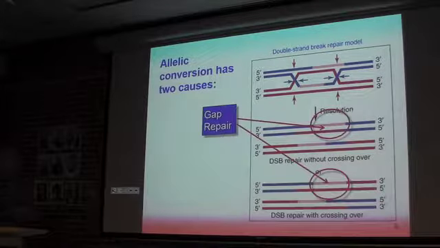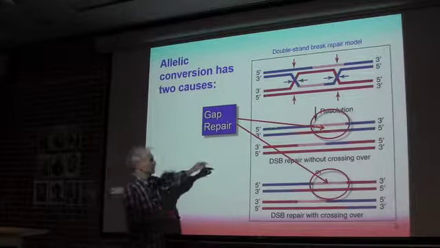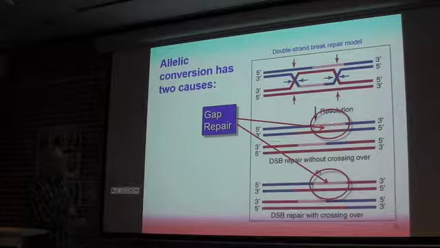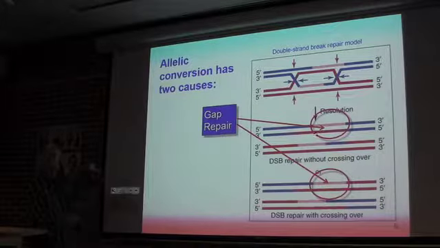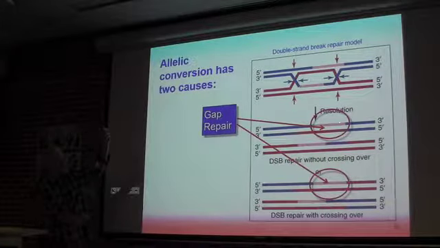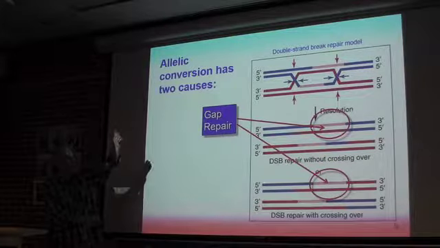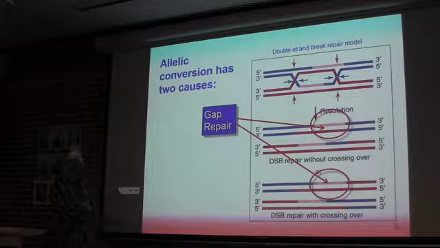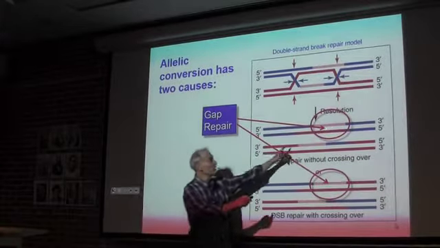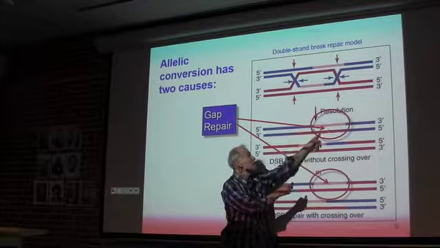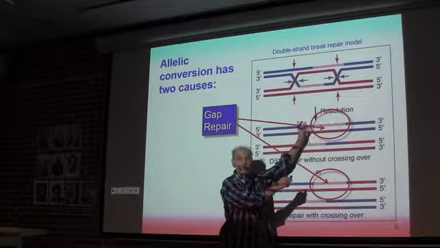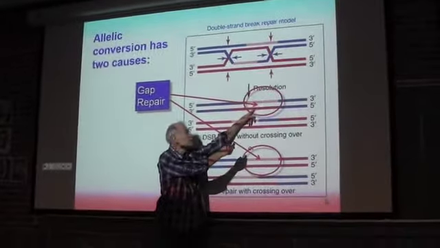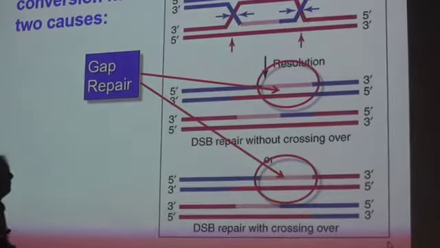Two causes. A gap repair, right here, this is the gap that's left in the strand that remains behind. That's called gap repair. That 3' end that did not invade, that gap has to be repaired or filled in. And if it copies from the red allele, now the blue becomes red because it copied in the region where the change in base composition was. So gap repair causes it.